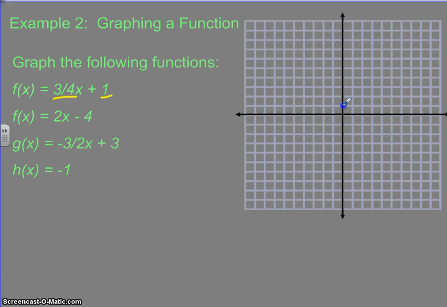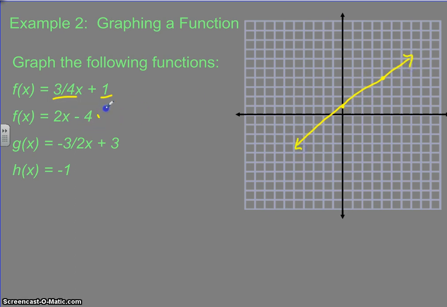The y-intercept is 1. Slope is 3. I go up 3. 1, 2, 3, over, I'm sorry, over 4. 1, 2, 3, 4. There's my 2 points. And if I had a steady hand, that's probably the best I can do on this tablet.